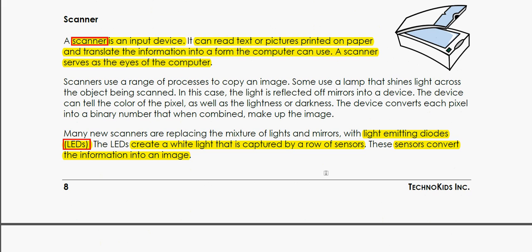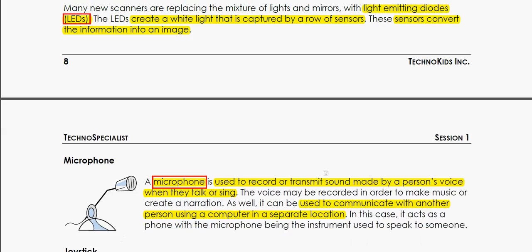Now a scanner is another kind of input device that reads picture or text and then translates it into a form that the computer can use and understand. And the scanner is often referred to as the eyes of the computer. It uses mirrors and LEDs to create a white light that's captured by a row of sensors that convert the information into an image. So when you scan something in, it comes across not as a Word document, it comes across as an image or a picture.